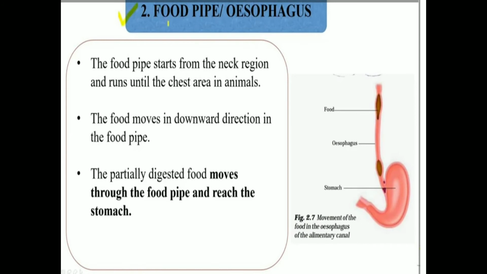Now we will study the second compartment of the alimentary canal, that is the food pipe or esophagus. The food pipe starts from the neck region and runs until the chest area in animals. The food moves in a downward direction. The partially digested food moves through the food pipe and reaches the stomach. It takes the food from the mouth and buccal cavity and passes it on to the stomach.